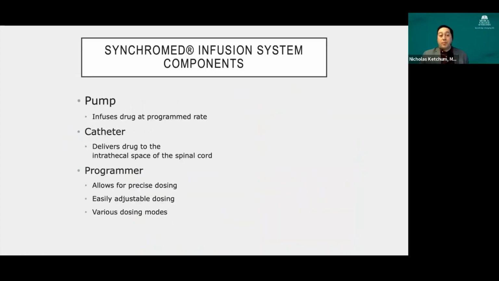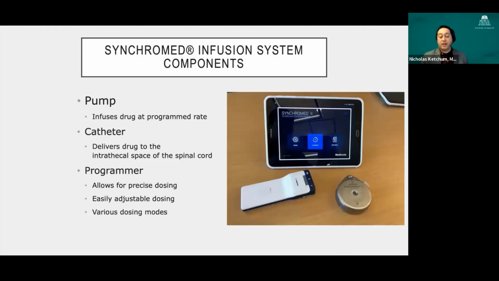The most commonly used pump in the US is the SynchroMed infusion system by Medtronic. It has three components, and there's a photo of it here. The pump is approximately 3 inches in diameter. We have our programmer, which is a Samsung tablet, and then the Bluetooth programming head, which connects through the skin non-invasively to the pump to do external programming.